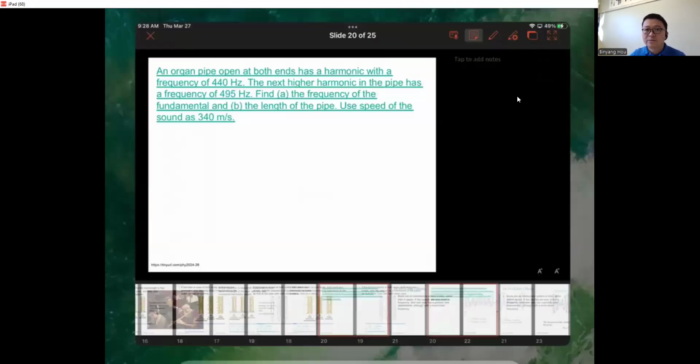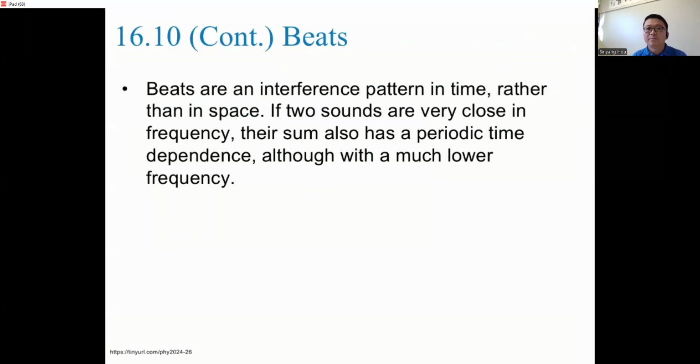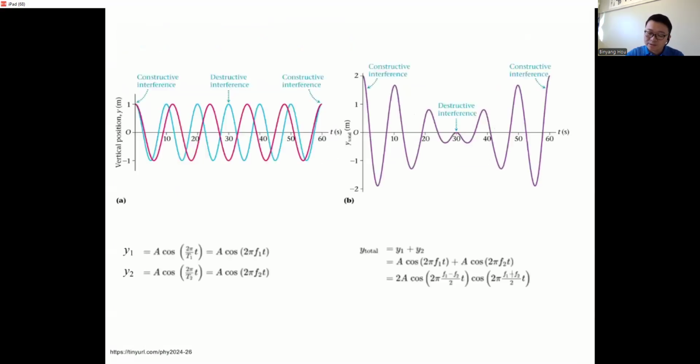So back to the slide then. At the end, let's talk about the beats. Beats are interference patterns in time rather than in space. Which means the two sounds or two waves are very close in frequency. So then the small difference in frequency will create a beat. The sound also has a periodic time dependence, a much lower frequency dependence. If we look at the two waves, if T1 and T2 are close to each other, then you basically get very similar waves, just varying in space a little bit.